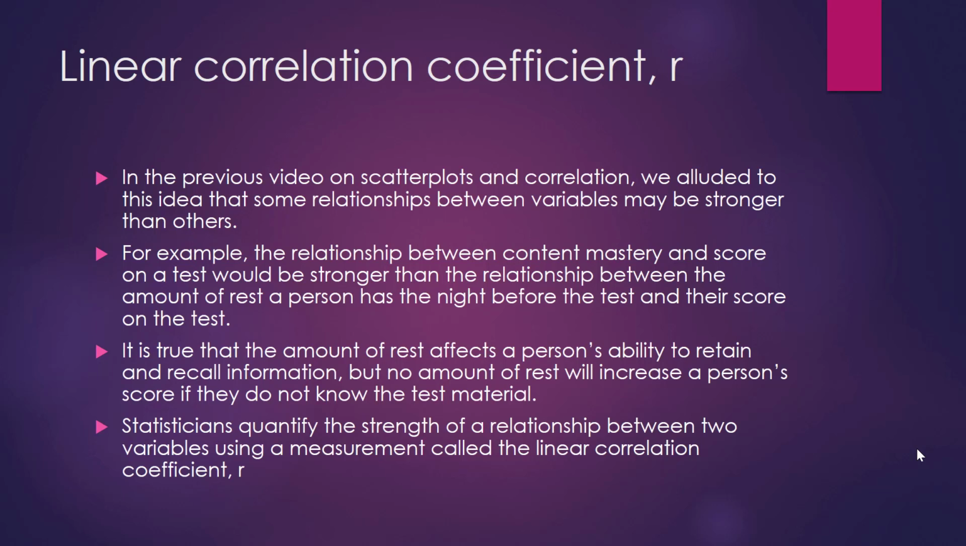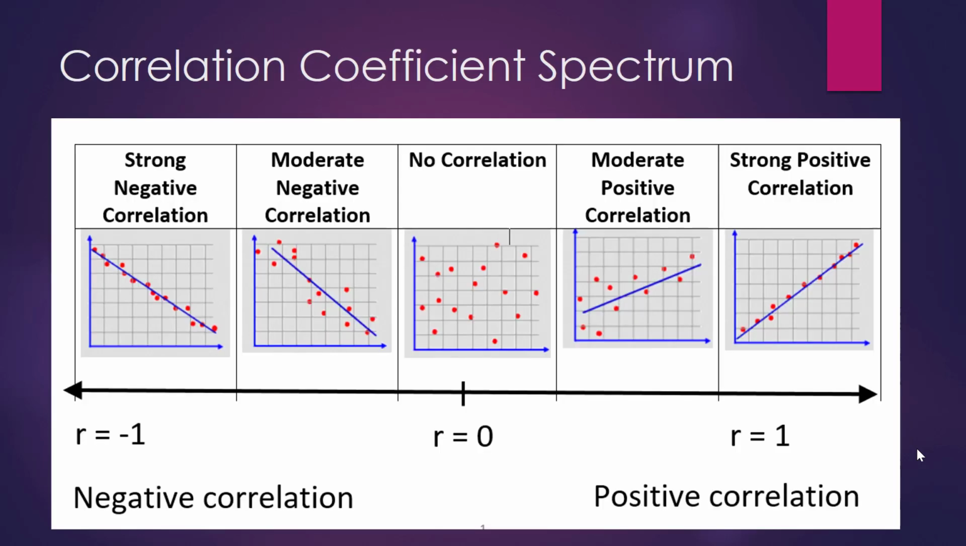Statisticians quantify the strength of a relationship between two variables using a measurement called the linear correlation coefficient, R. Let's look at the correlation coefficient spectrum. As you can see from this image, the value of the linear correlation coefficient R ranges in value from -1 to +1. We can see right in the middle, we have a correlation coefficient of 0. A correlation coefficient of 0 means that there is no relationship between the two variables.